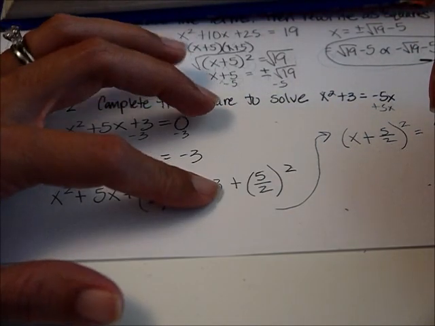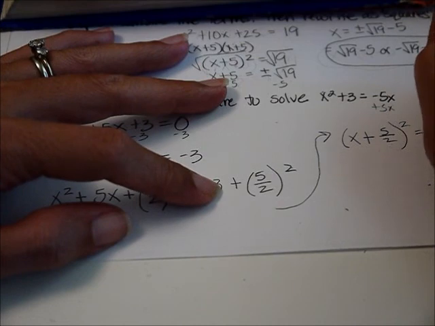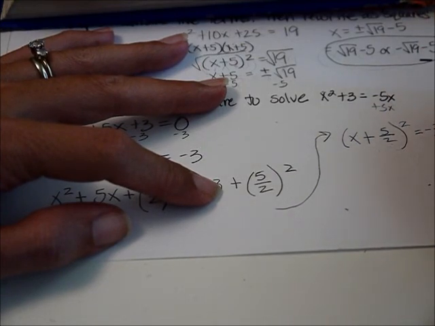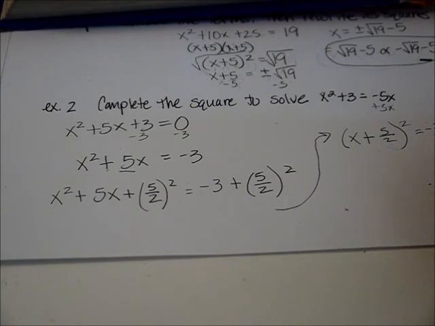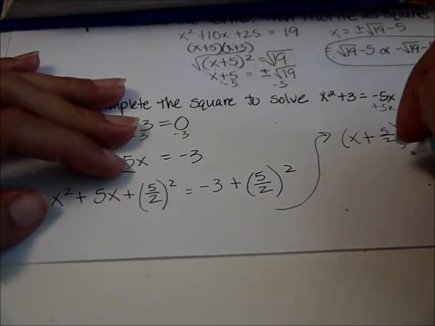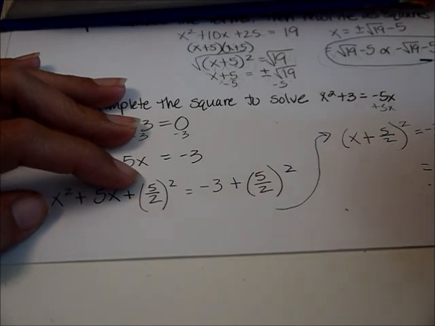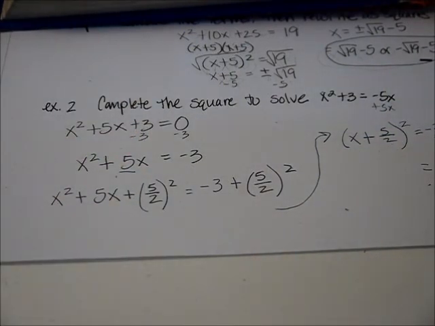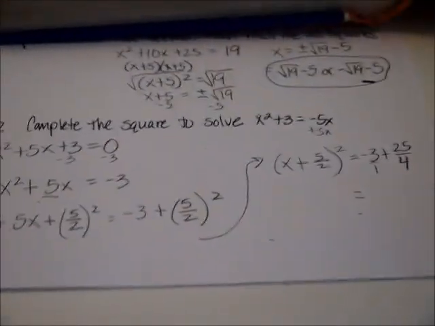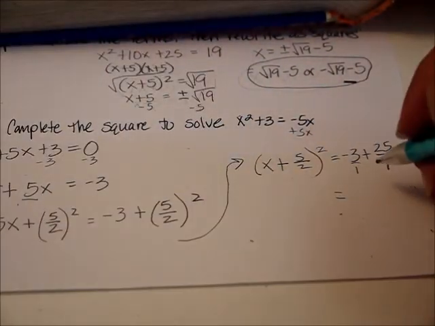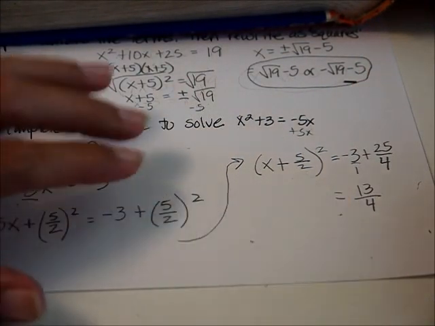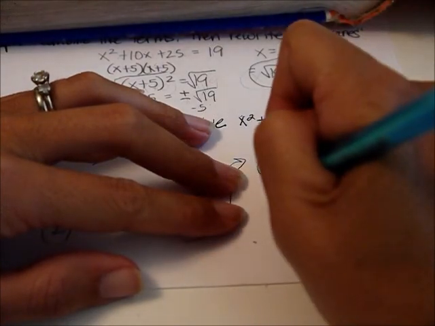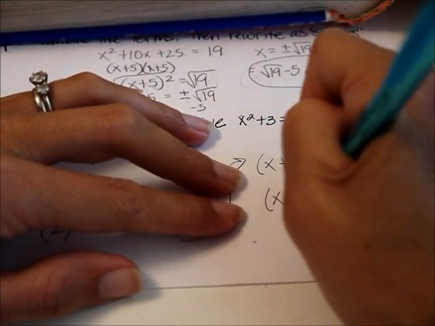And on this side then, we have to do -3 plus 25/4. And now we are at this spot, -3 plus 25/4. The book tells us, if we were to go through adding and subtracting fractions, what that turns into is 13/4. And this side, nothing's happened here yet.